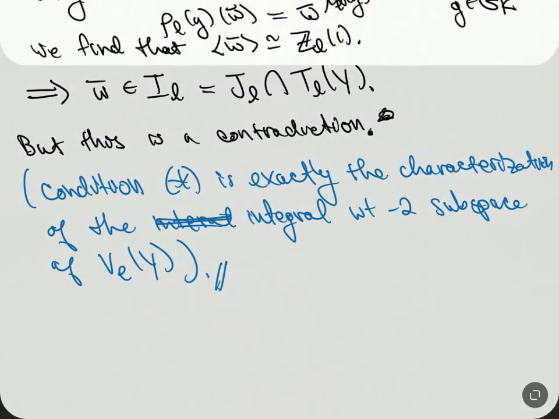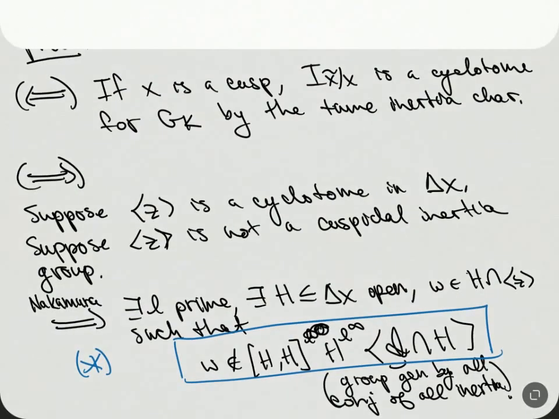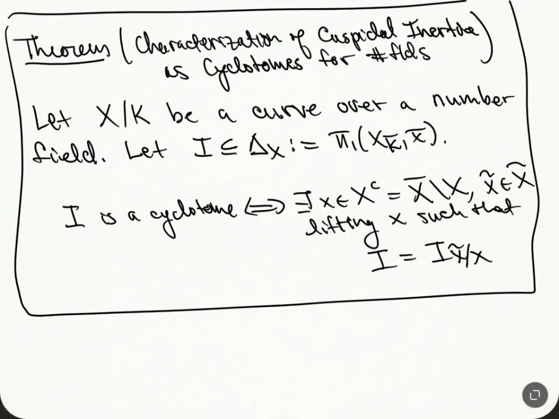All right, so I think that's all I wanted to say. So this is the local version of the global version of showing why every cyclotome is actually a cuspidal inertia group.